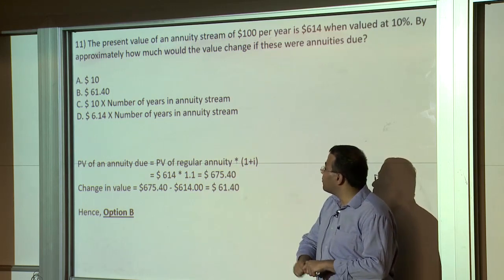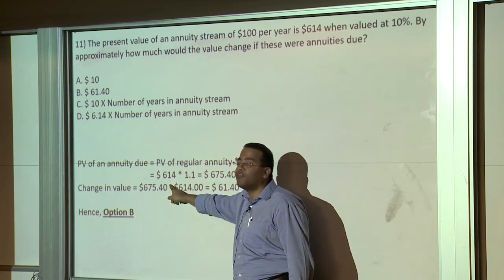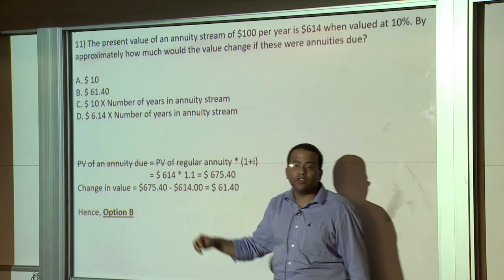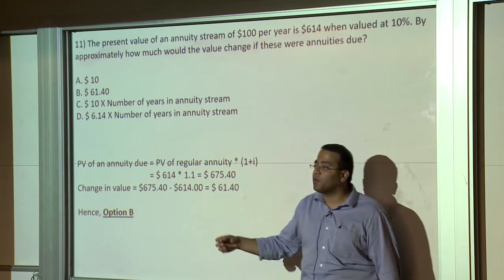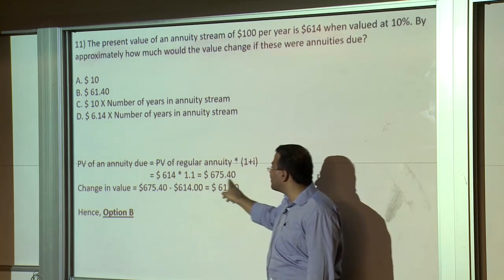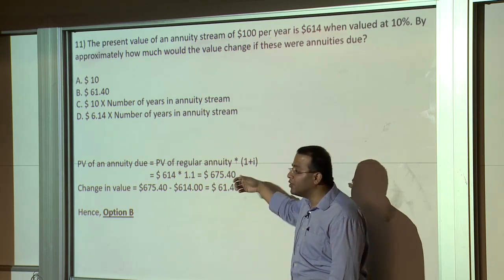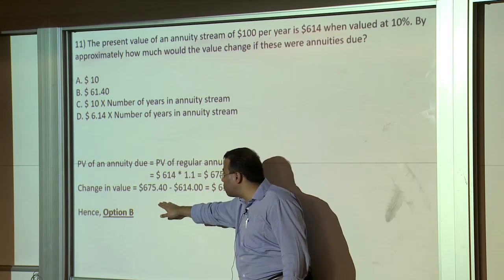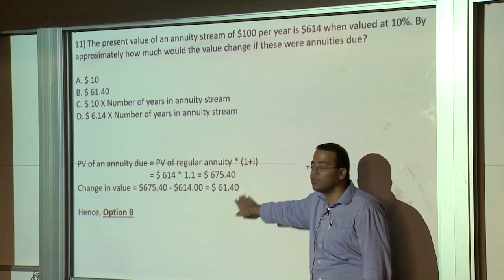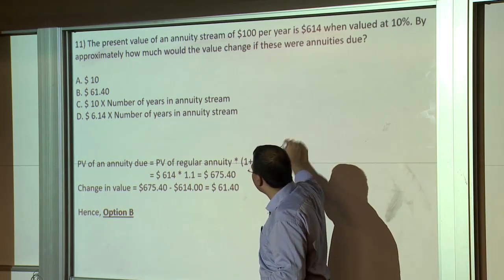So the present value of an annuity due in this question would be equal to the present value of the regular annuity, which is $614, multiplied by 1 plus I, where I here is 10%. So 10% is 0.1, and 1 plus 0.1 is 1.1. The present value of the annuity due would be $675.4. The difference between the present value of an annuity due and the regular annuity is simply 675.4 minus 614, which is $61.40. Pretty straightforward as long as you know this relationship.